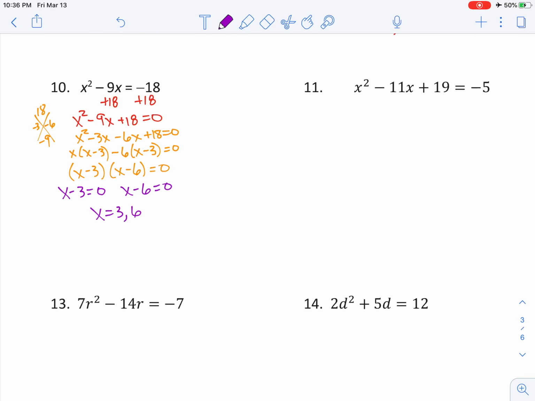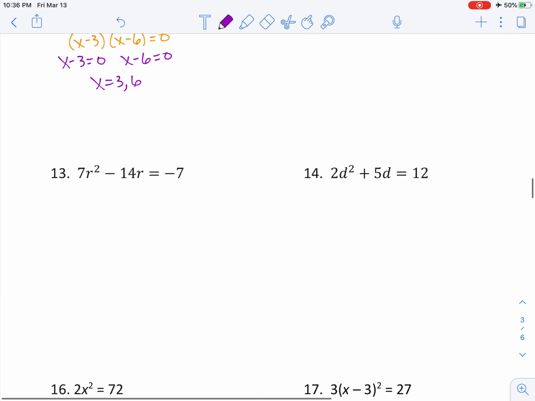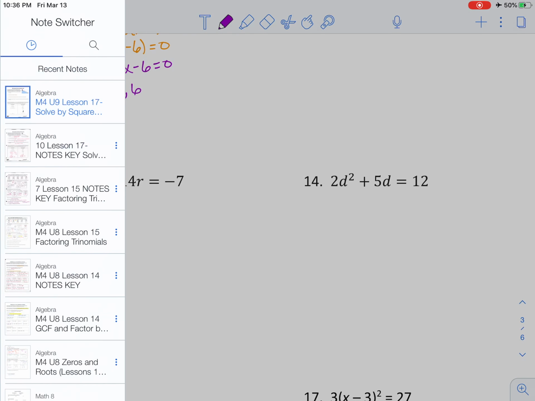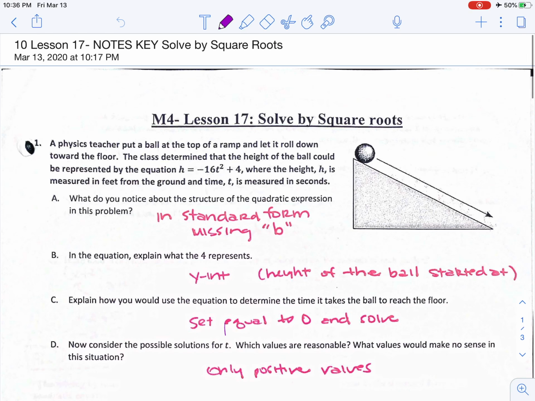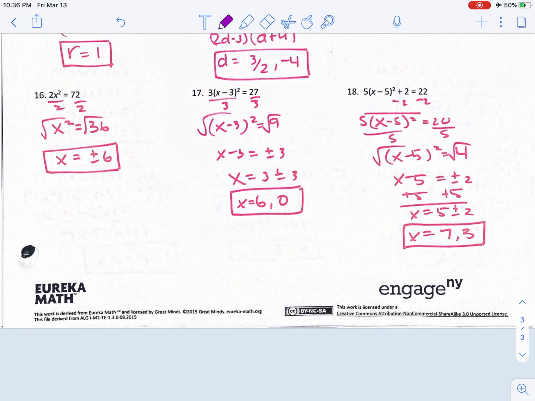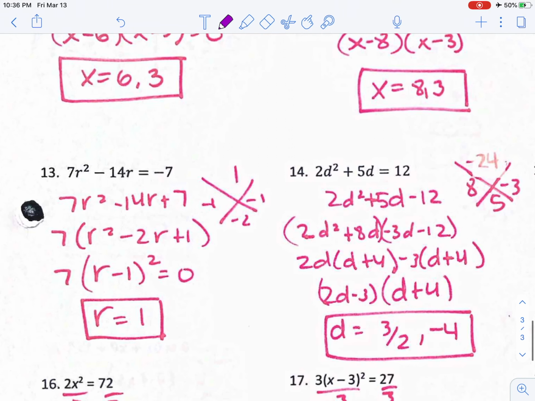Okay. I want you to do numbers 13 and 14. Go ahead and do 13 and 14. Okay, look at these. 13 and 14. There you have them.